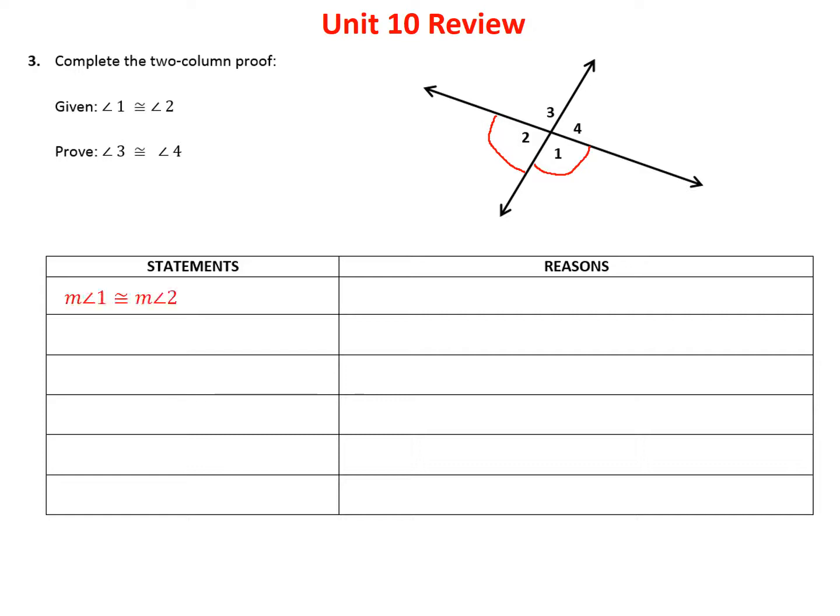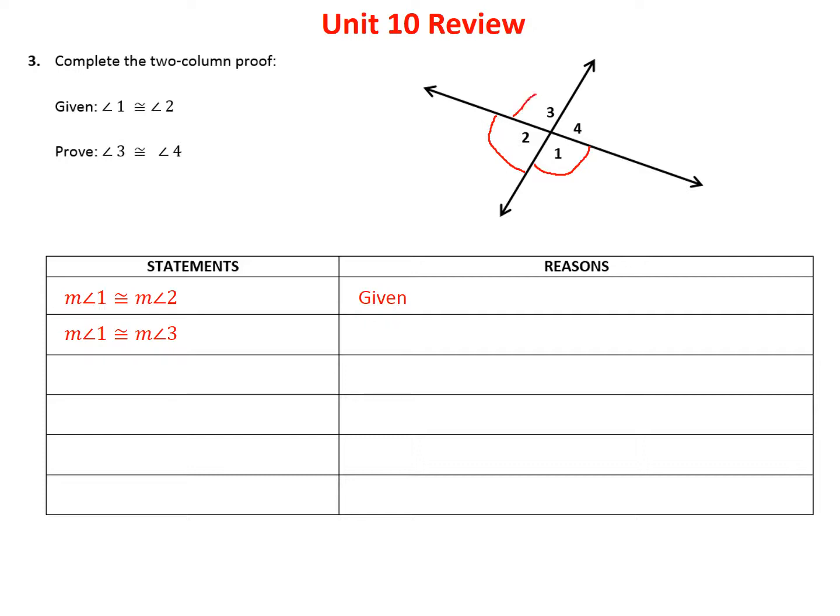Well, first thing, when you're doing a proof, the first thing you almost always write down is the given statement. So I'll put that the measure of angle 1 is congruent to the measure of angle 2. I call that given, although technically we could say that's a function of congruent angles. If two angles are congruent, then their measures are equal.